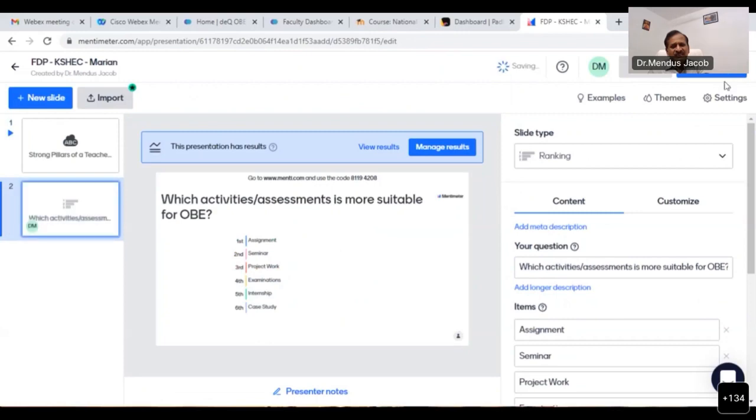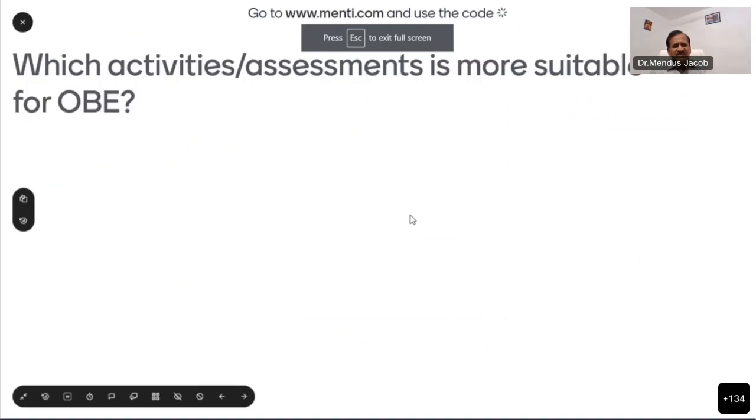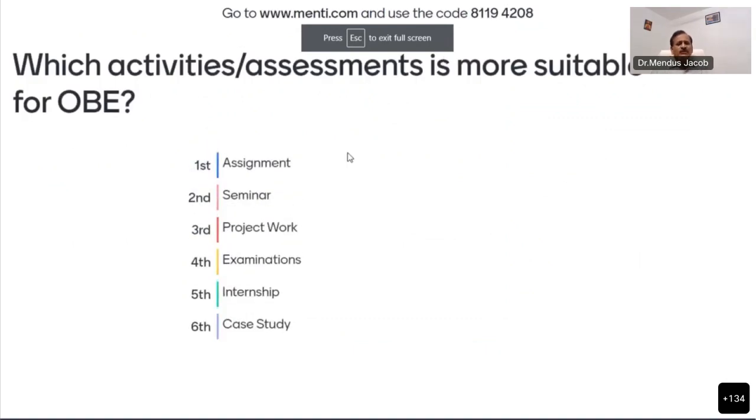Again, this is another question. You can use the same link or you can go to menti.com. You can use the same code. Which activities or assessments are more suitable for OBE? I listed around 6 activities: assignment, seminar, project work, examinations, internship, case study. Okay. You can give your response.